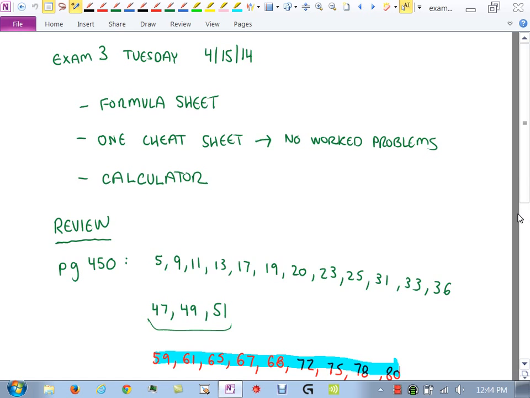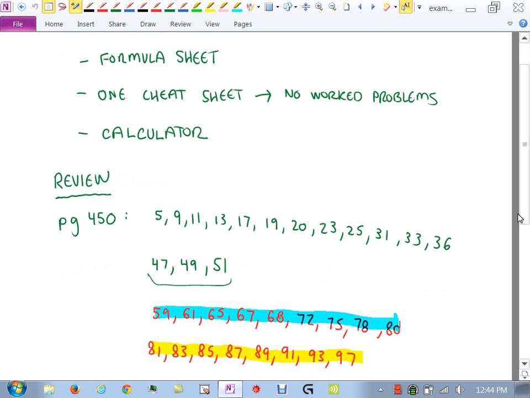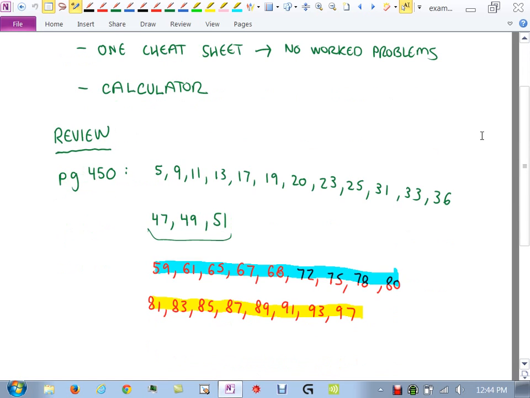You are allowed to have, when I say formula sheet, that's the one that I handed you that has the steps for factoring, right? So you can have that sheet, and then you can create your own cheat sheet as long as it doesn't have any worked out problems on it. Make sure you bring your calculator because you cannot use your phone. And then I decided to put together some problems for you to review.